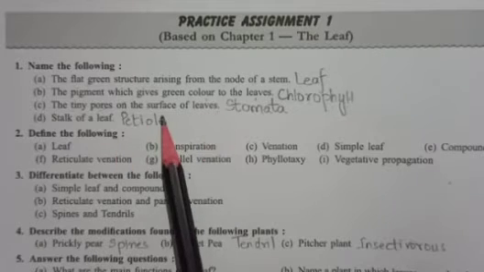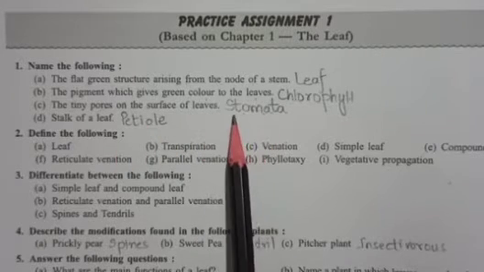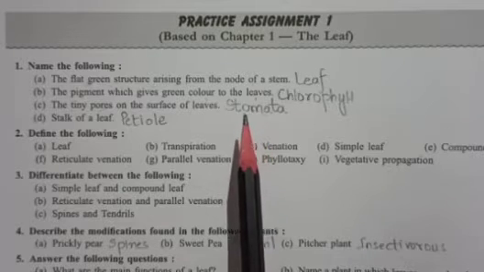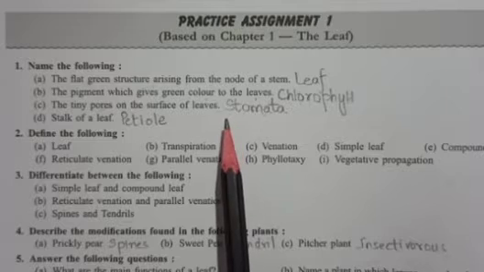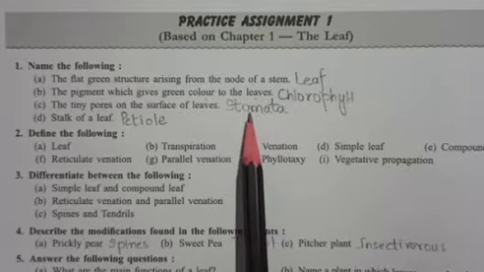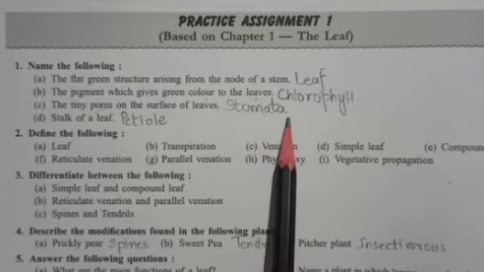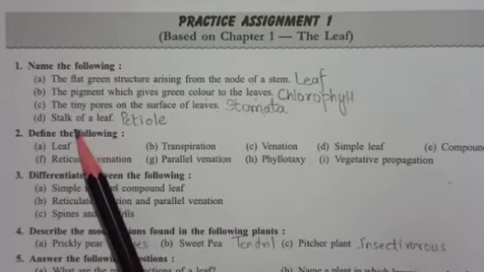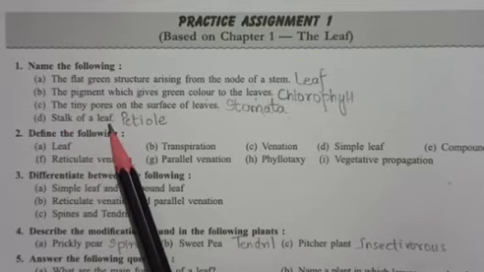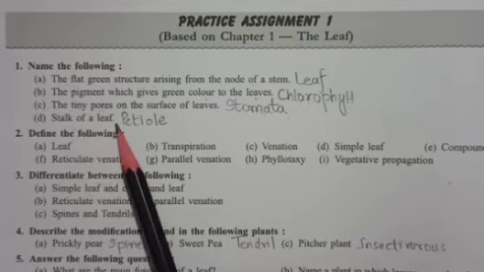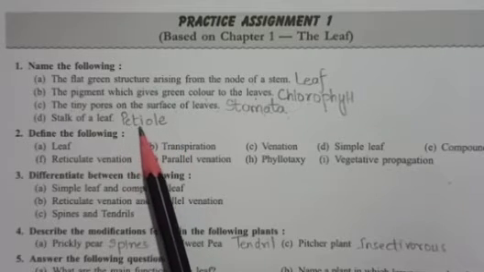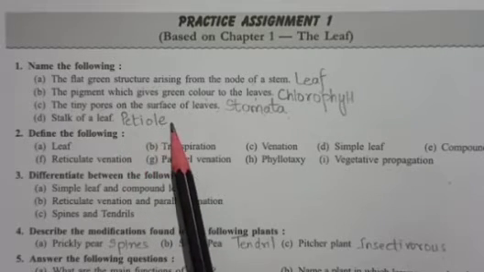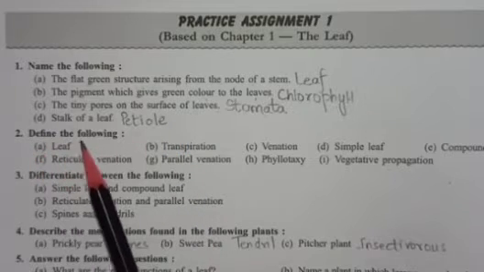Then comes the tiny pores on the surface of leaves. So the tiny pores are stomata. Okay, stomata, they are the tiny pores that are present on the surface of the leaves, and what they do? They help in exchange of gases. Okay, so stomata, S-T-O-M-A-T-A, stomata. Then comes stalk of a leaf. So the stalk of a leaf is called petiole. What is it called? Petiole. P-E-T-I-O-L-E.